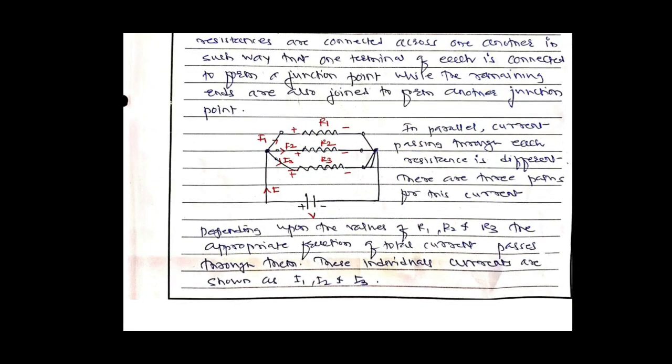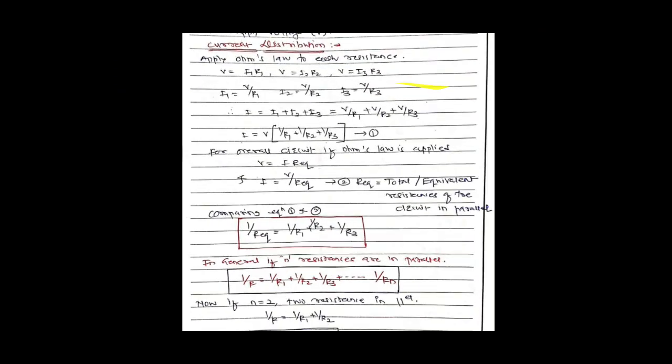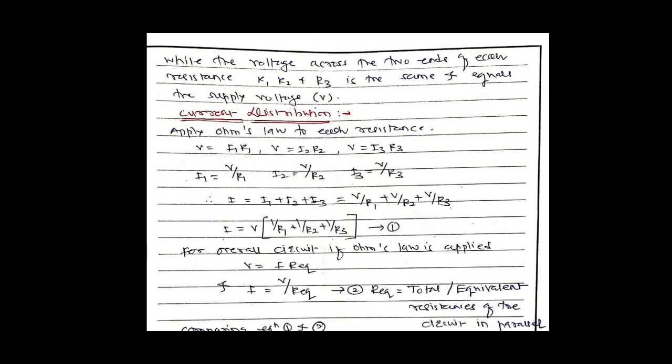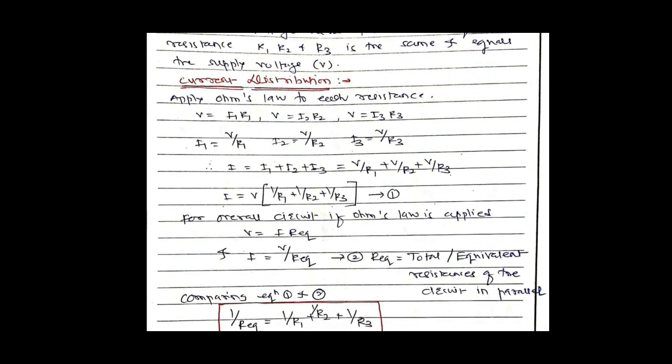Next point is depending upon the values of R1, R2 and R3, the appropriate fraction of total current passes through them. So if R1, R2 and R3 have different values, then different fractions of the total current pass through them, because it depends upon the value of the resistance. Next point: the voltage across each is the same. So in this diagram there is a current distribution.